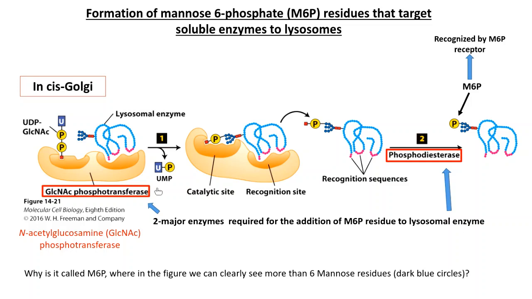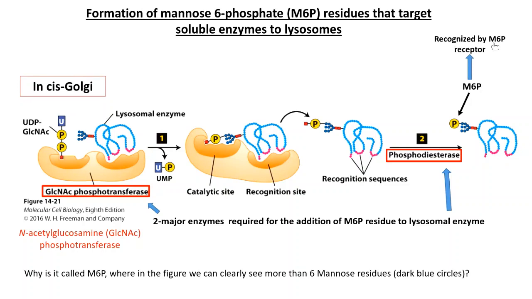So basically two major enzymes are required for the addition of M6P residue to lysosomal enzymes. The first one in the series is GlcNAc phosphotransferase, which transfers a GlcNAc phosphate residue. And the second one is the phosphodiesterase, which cleaves the GlcNAc residue and keeps the phosphate residue attached to the sixth position of one of the mannose residues. Now, these M6P residues are being recognized by the M6P receptor.